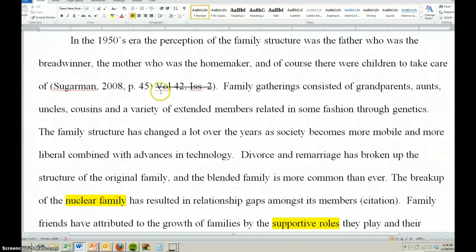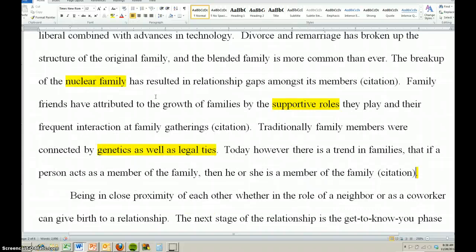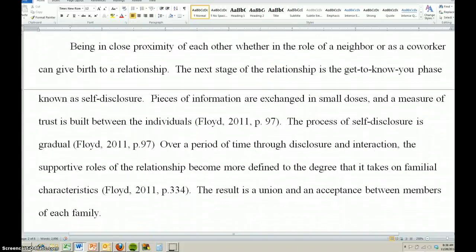So let's take a look again at this paper. And what we're going to do is look at this next page here. Okay, so see how we have right here, pieces of information are exchanged in small doses and a measure of trust is built between the individuals, from Floyd, page 97. And then the next sentence is, the process of self-disclosure is gradual. Floyd, 2011, page 97. This is the same exact page number.